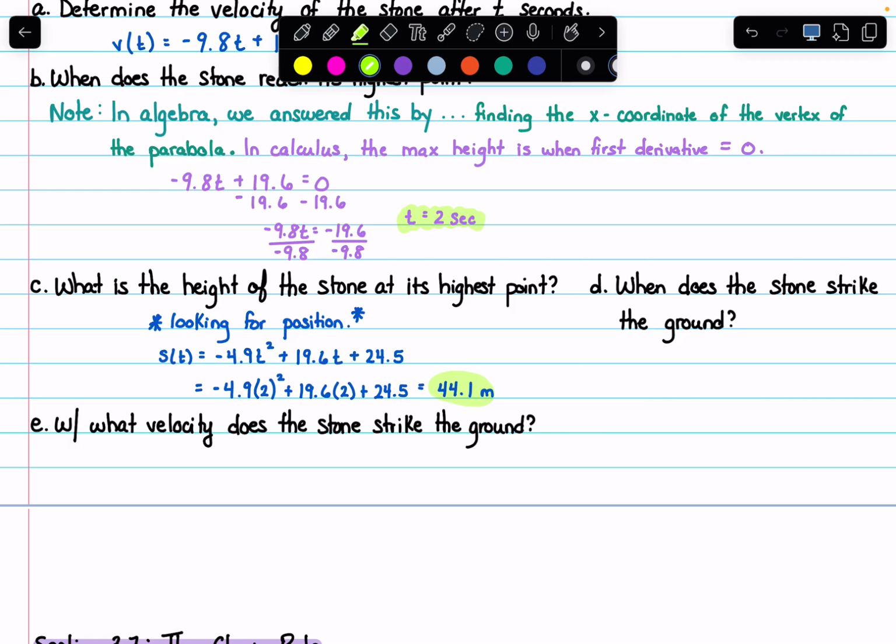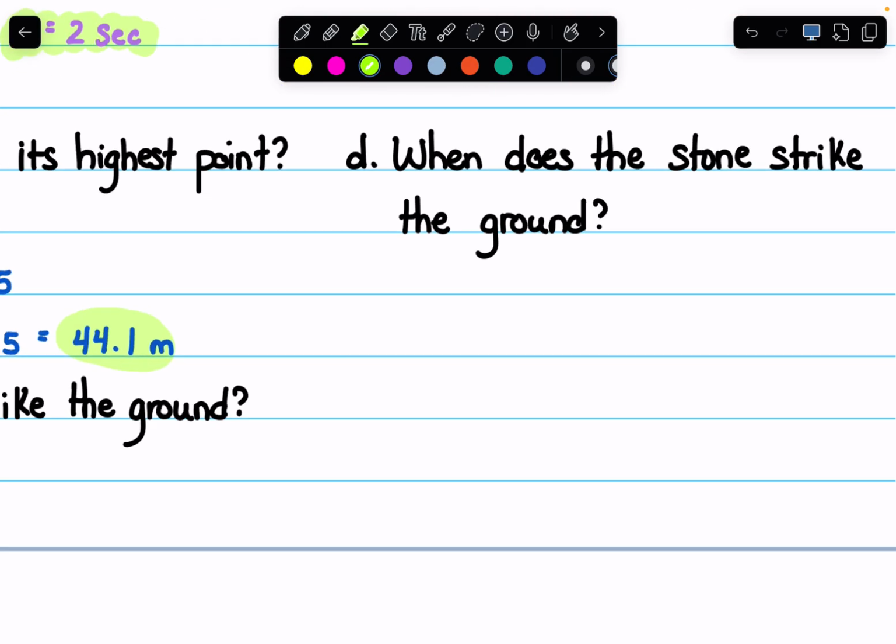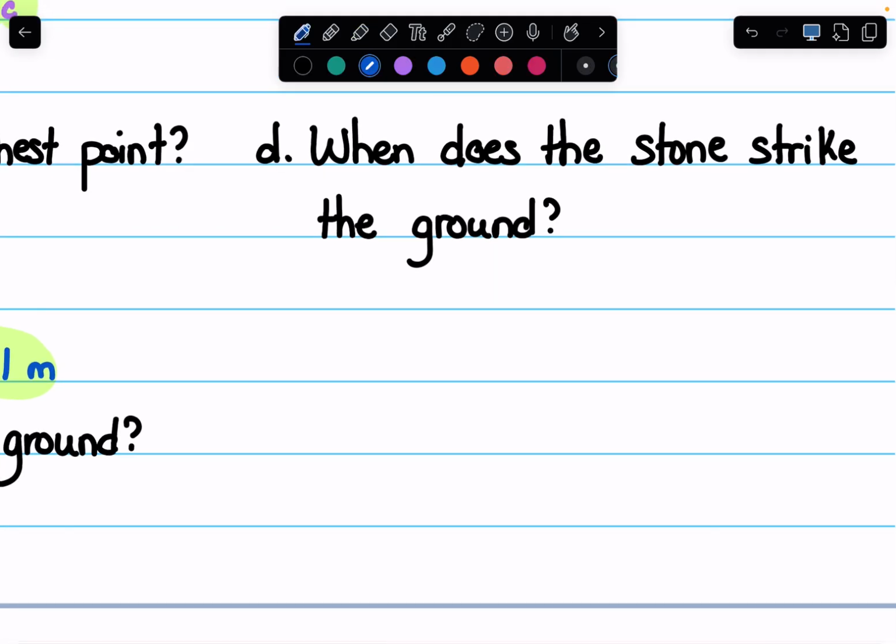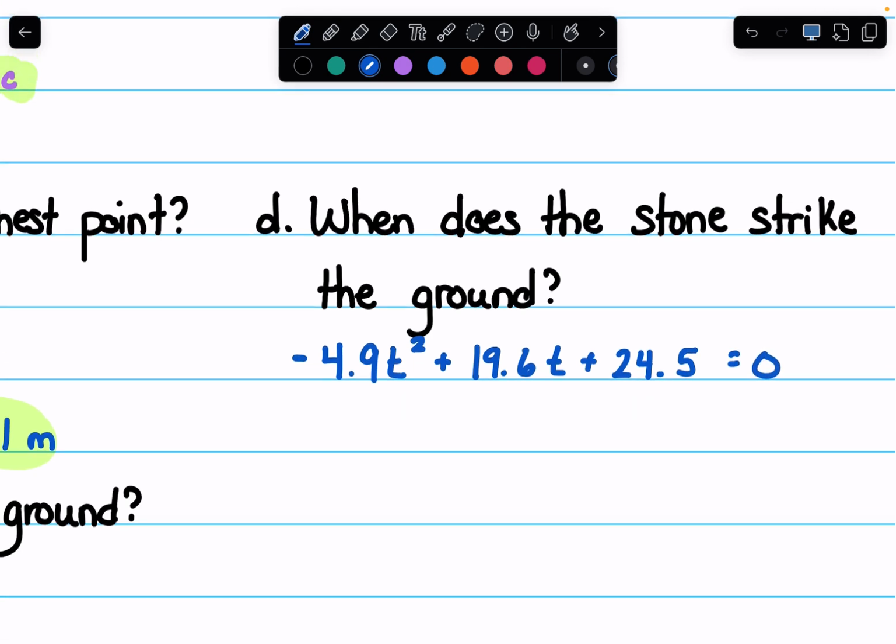Then it says, when does the stone strike the ground? The stone strikes the ground when the position function is 0, right? So all you would have to do is set the position function, so I'm going to write that out again, negative 4.9t squared plus 19.6t plus 24.5 equals 0. I'm just taking my position function and setting it equal to 0.